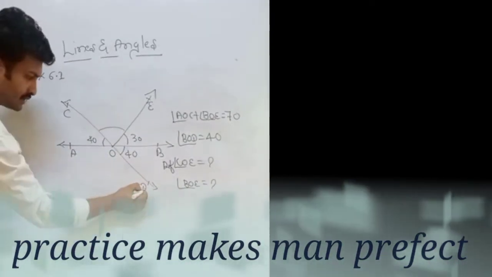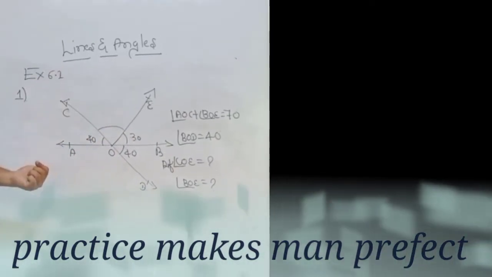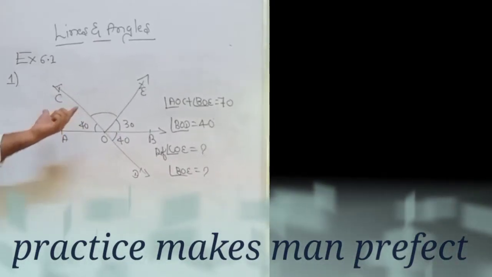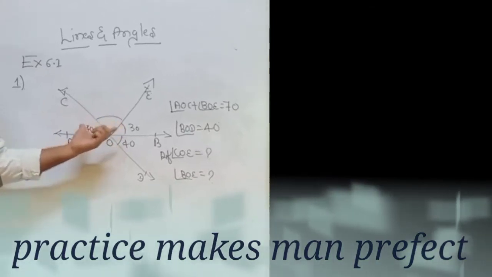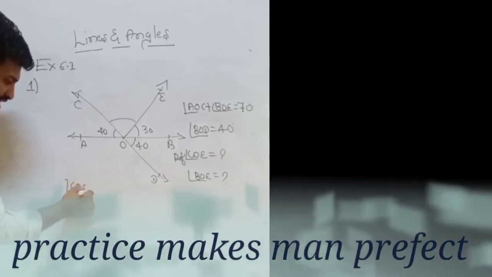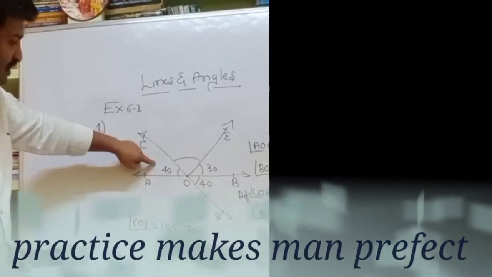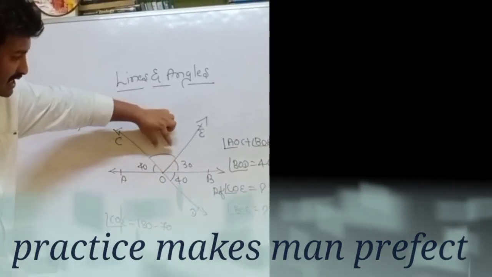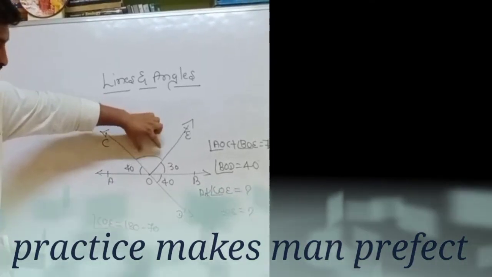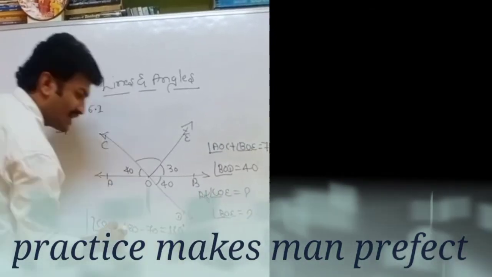Now here, the sum of all three angles equals 180. We know the value of two angles is 70 degrees. From 180 we subtract 70, and the remaining is the angle COE. COE equals 180 minus 70. Why are we subtracting 70? Because 40 plus 30 is 70, which we subtract from 180. We'll get the angle COE. Then COE equals how much? 110 degrees. This is the value of COE.